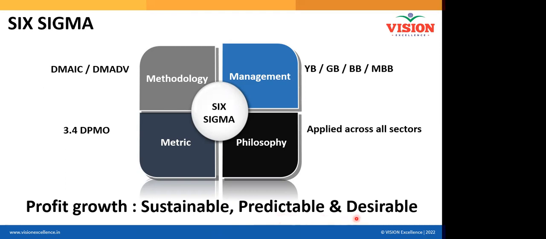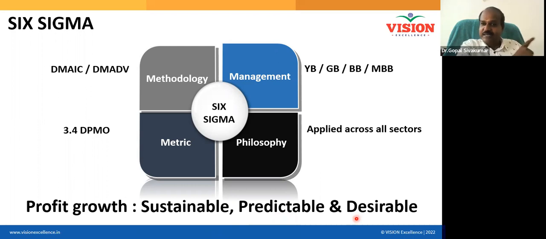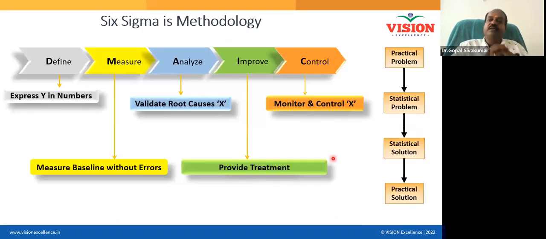What is desirable? Your management sets a target for the next year, the next 5-year plan, next year's profit, next year's revenue, and you actually achieve it. Your growth is not just marginal, your growth is as per the plan. All these things can happen if your company believes in Six Sigma.